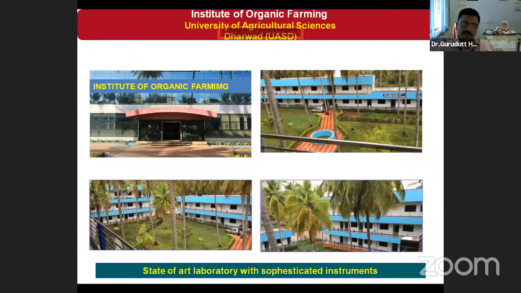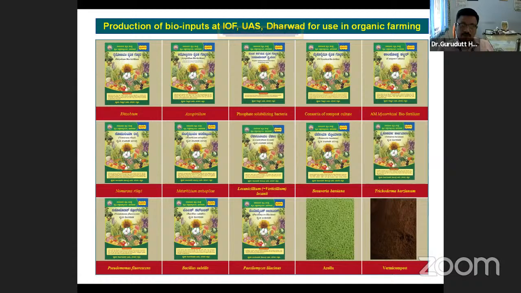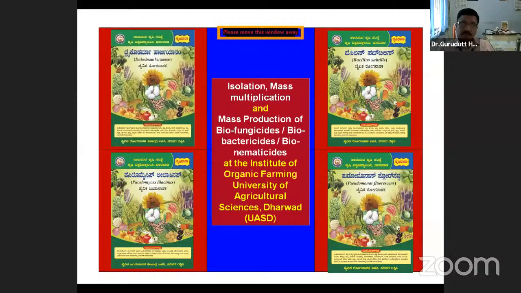As I was mentioning, 18 biopesticides and biofertilizers are being mass multiplied in our institute, and they have a huge demand not only in Karnataka but also in neighboring states like Kerala, Tamil Nadu, and Andhra Pradesh. The farmers and many organizations come and purchase from us. Now, quickly I will go through. You can see the Kannada name, which is the local language, and below that, in brackets, we have written the English name.